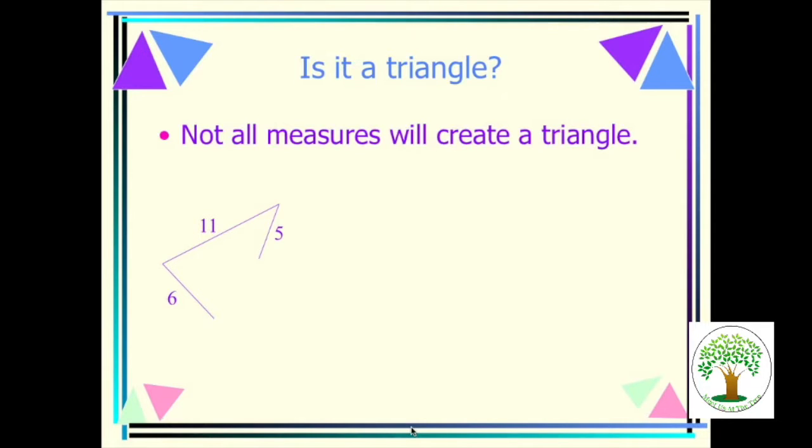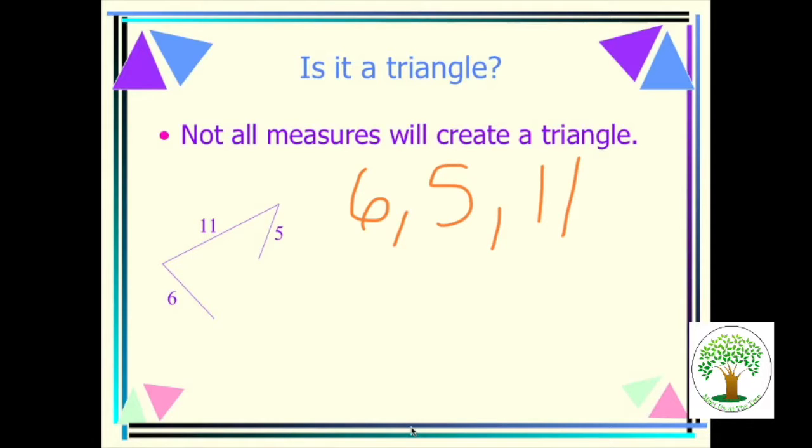The measures have to do something to be able to make a triangle. If you've got a 6, 5, and 11, what do they have to do to make sure it is a triangle? We did this last semester. If I have a 6 inch, a 5 inch, and an 11 inch, does that make a triangle? We add them up. Oh wait, no. Two of them have to be less than the third.